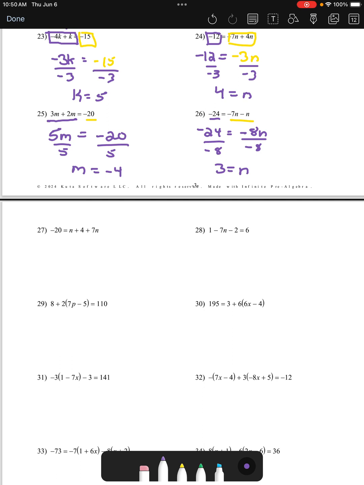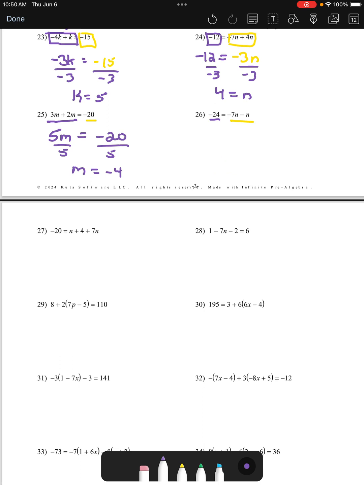In the last two problems today, 27 and 28, after we simplify, we're going to have a two-step equation instead of a one-step equation. So if you look at number 27, the left-hand side is just the number negative 20. Nothing crazy there. But the right-hand side has three parts to it, an n, a 4, and a 7n. The n and the 7n can be combined into 8n. The 4, it's just there.